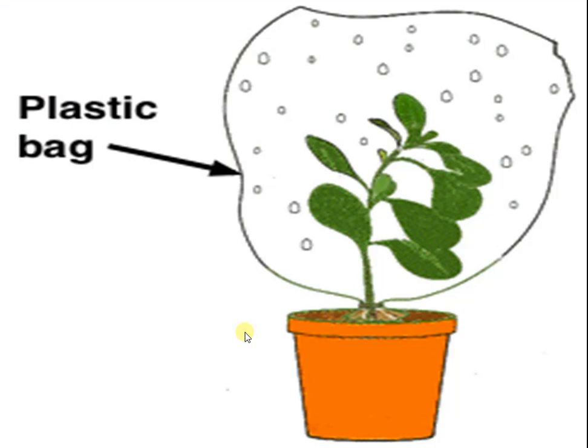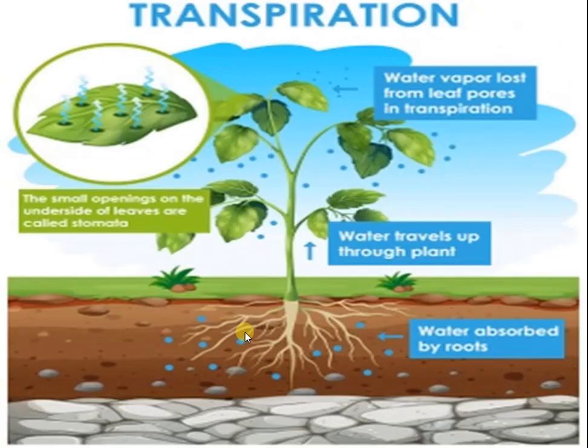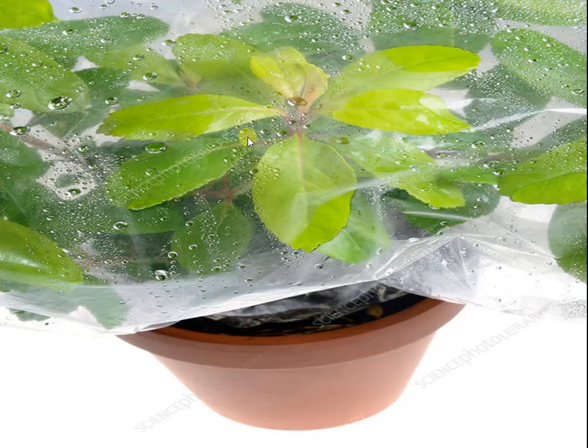Plants release excess water from their body through stomata and some other parts as well. The water is released in the form of vapor, and this process is called transpiration. These vapors condense and are seen as droplets in the polythene bag. Think what will happen if transpiration does not take place in plants.